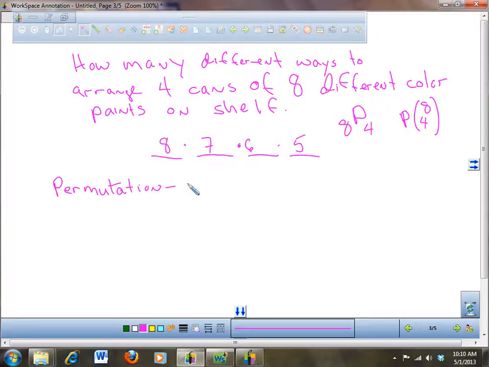Okay, permutation is an ordered arrangement of objects. I made that one up. I never told you guys that one.